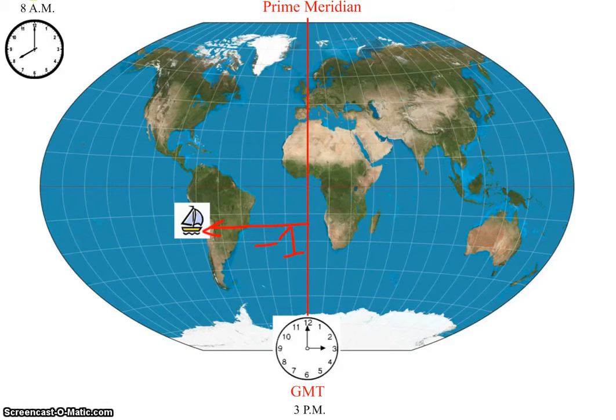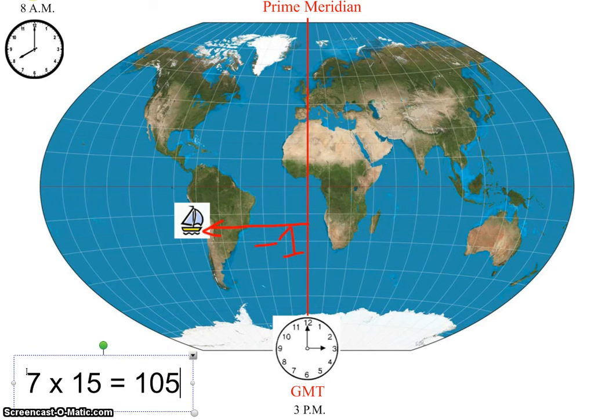So how many time zones apart are we? All right, well, let's think this through. From 8 a.m. to noon is going to be 4 hours. And from noon to 3 p.m. is going to be another 3 hours. So altogether, we're 7 hours apart. So 7 times 15 degrees, because each time zone is 15 degrees wide, is going to give us 105 degrees. And we've already determined that we're to the west because our time is earlier. So the longitude of the ship would be 105 degrees to the west.